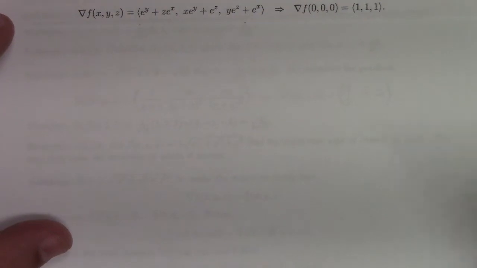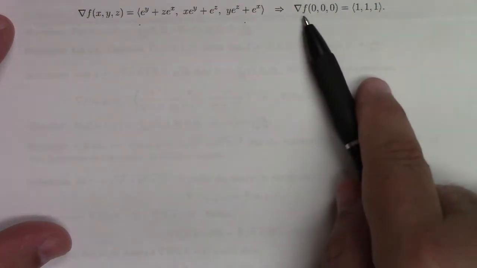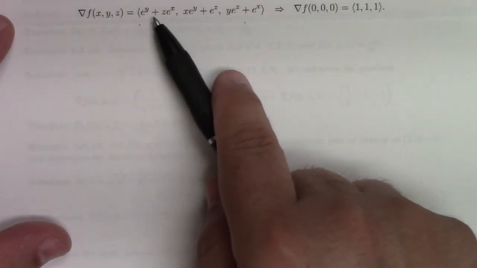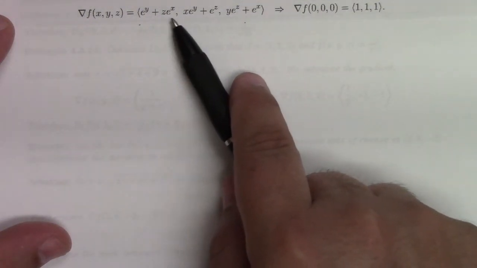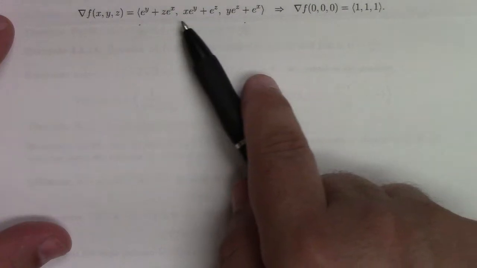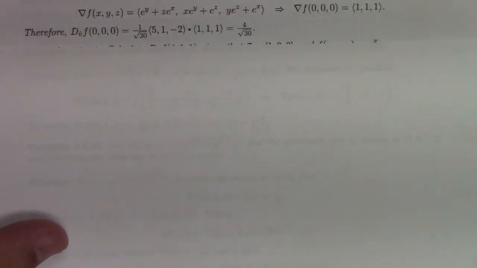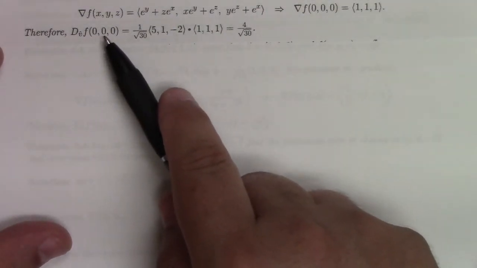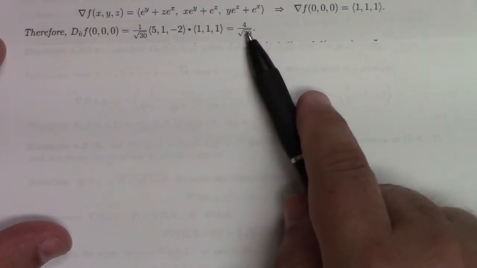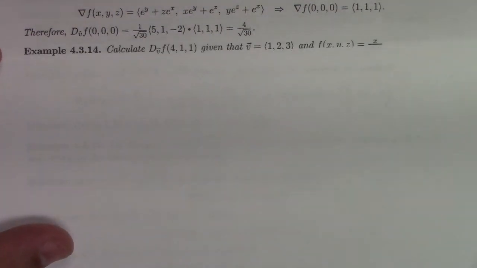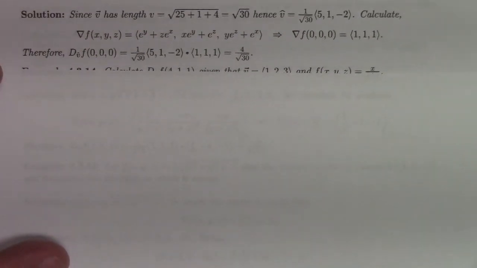The gradient we calculate is this. And so that tells us that nabla f of 0, 0, 0 is 1, 1, 1. The exponential of 0 is 1, but z, x, and y are all 0 at 0, 0, 0, so those terms drop out. Anyway, we get the gradient vector is 1, 1, 1 at the point 0, 0, 0, so we take the unit vector v hat dot with the gradient, and lo and behold, we get 4 over root 30, and that's it. It can be as simple as that. It doesn't have to be complicated here, right?